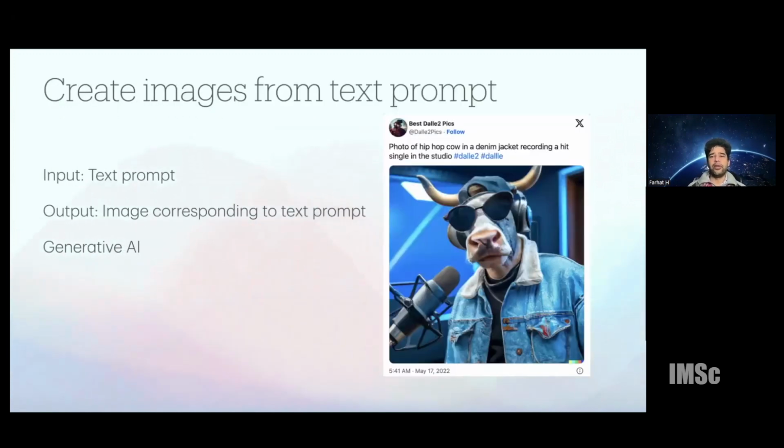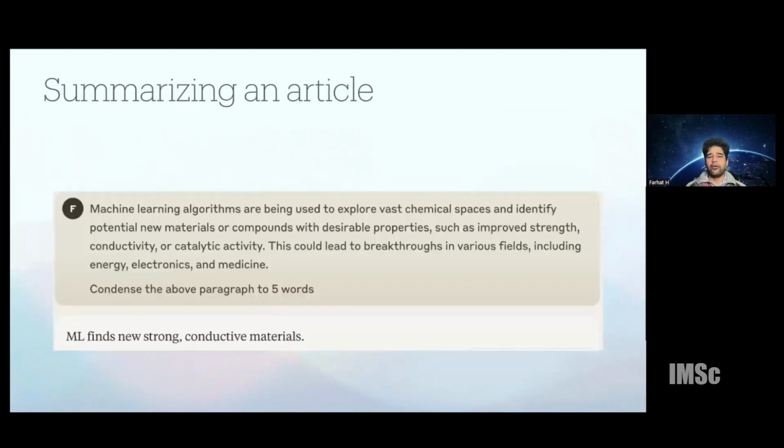So, for example, here is an example of creating an image from a text prompt. And this was something that was thought fairly difficult to do, even as late as, say, 5 years back. But now it's regularly done. For example, somebody has given a prompt such as photo of a hip hop cow in a denim jacket recording a single in a studio, and you get a fairly good image with proper lighting effects and so on. The only difference here is that instead of a human, there's a cow. And this is an example of what is called generative AI, where the AI is generating something given some kind of parameters.